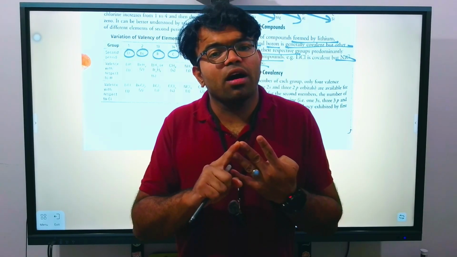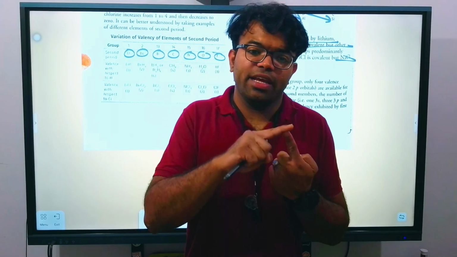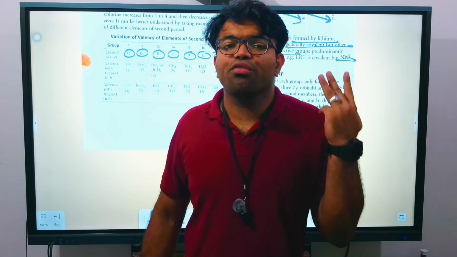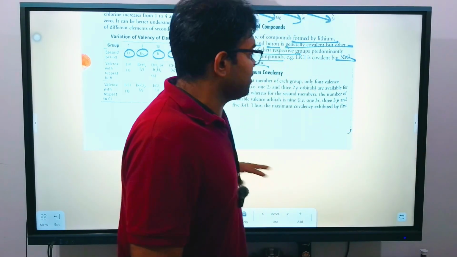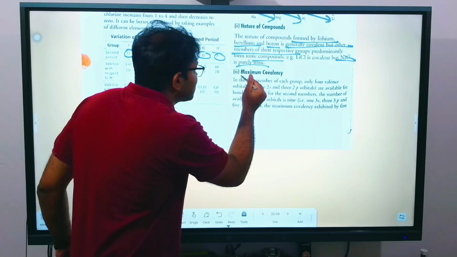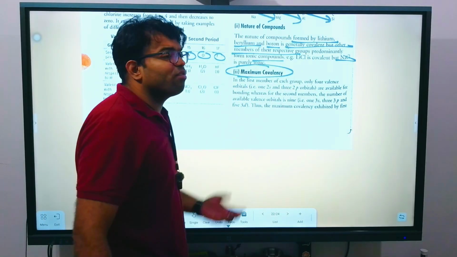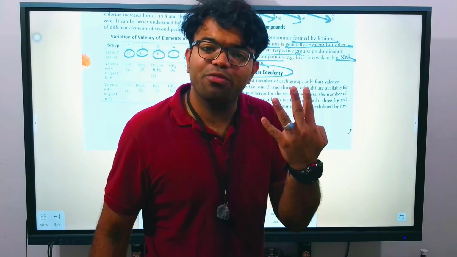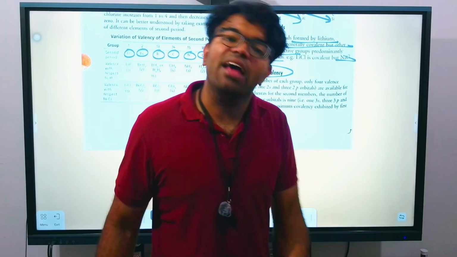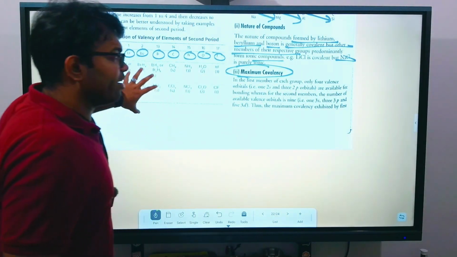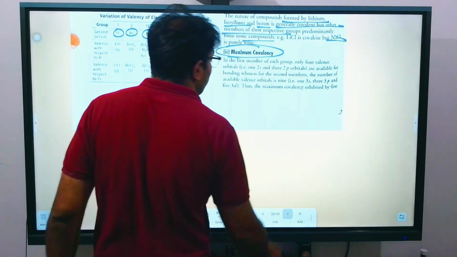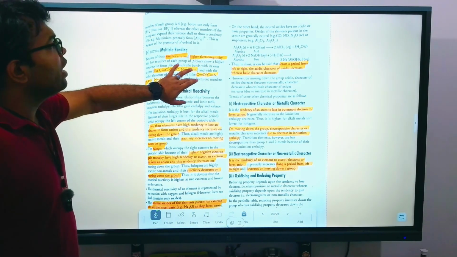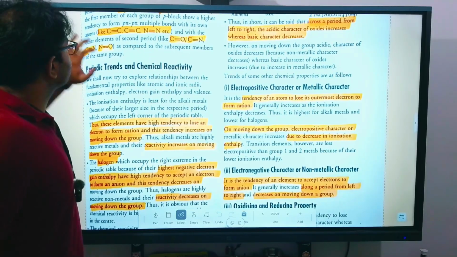The third period will have 3s, 3p as well as 3d. So a combined total of 9 orbitals will exist there. Now, the maximum covalency of the second period is only 4. Why is it 4? Because it only has these 4 orbitals to share. That is why it has a maximum covalency of 4. Did you understand this?